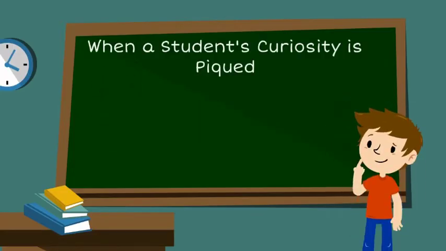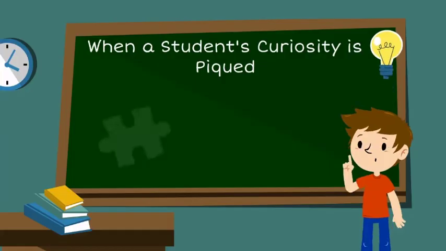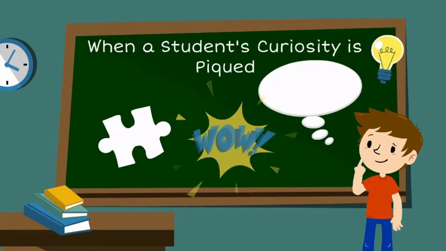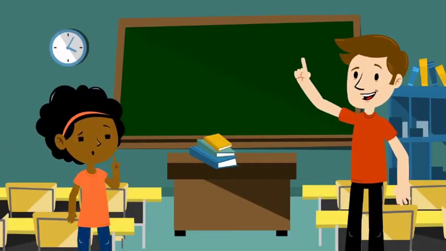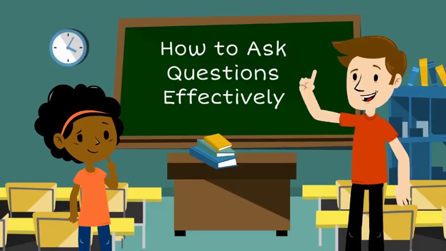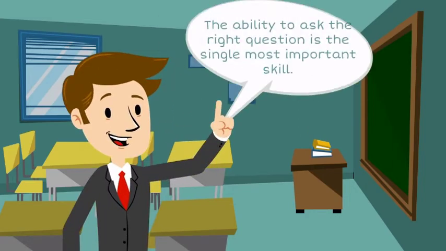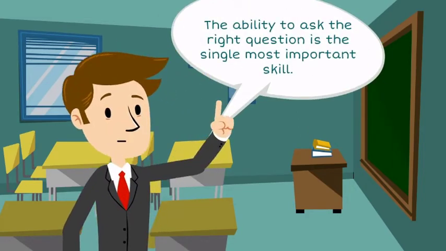When a student's curiosity is piqued, the brain is primed for learning, and ready to puzzle, wonder, and actively engage in the learning experience. Although children are naturally curious, it is still necessary to teach them how to ask questions effectively. According to Tony Wagner, educator and author of The Global Achievement Gap, the ability to ask the right question is the single most important skill.